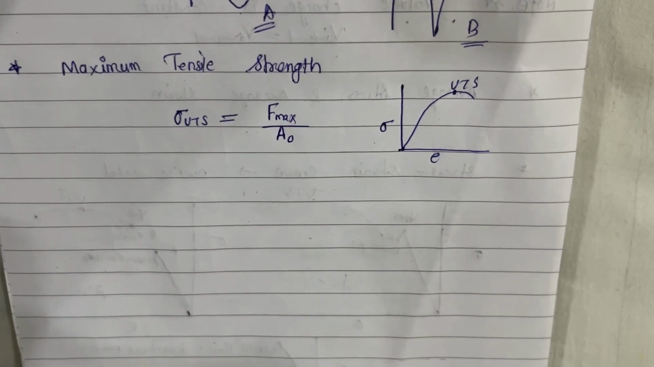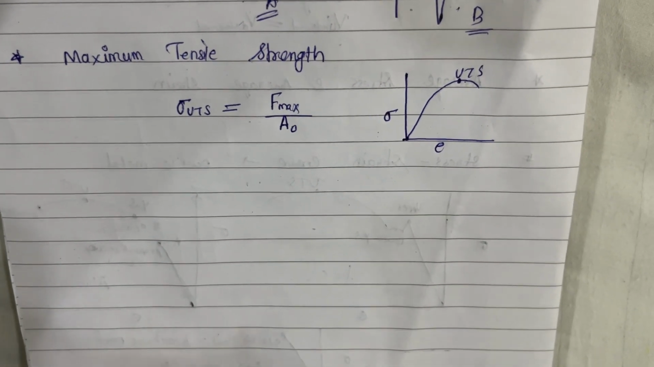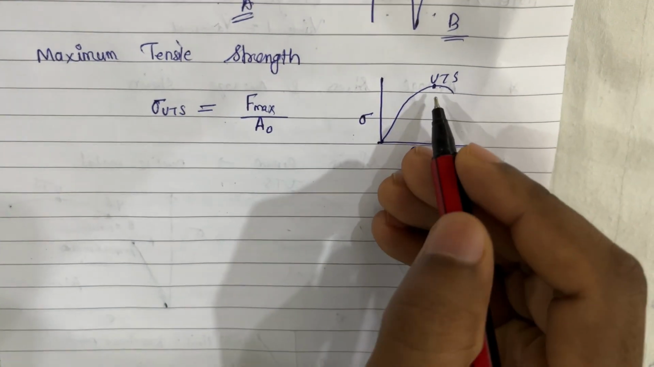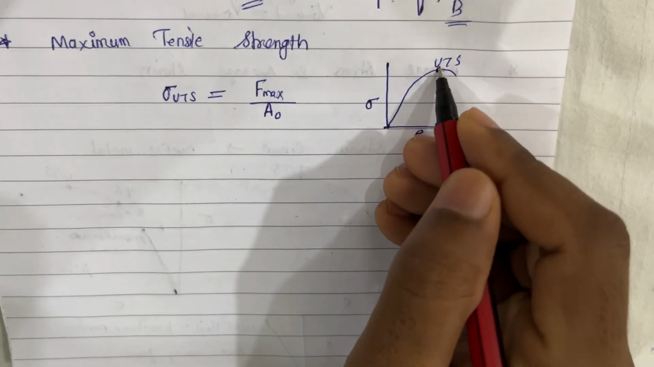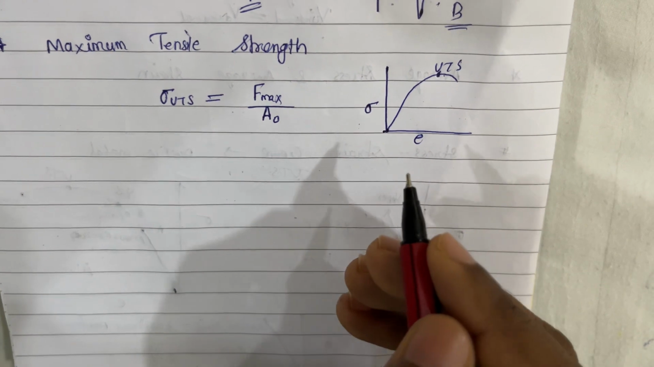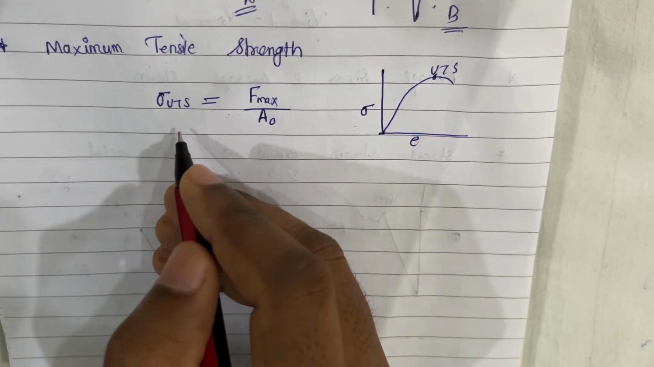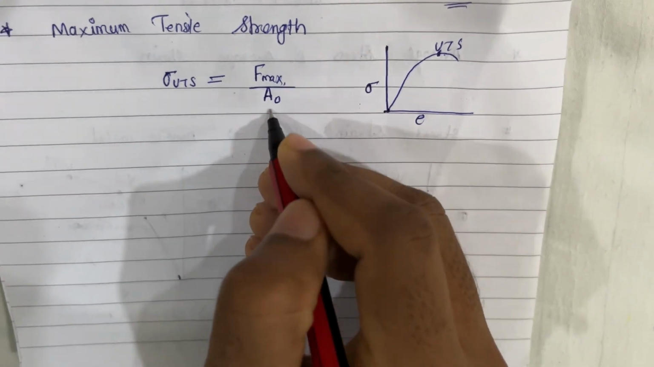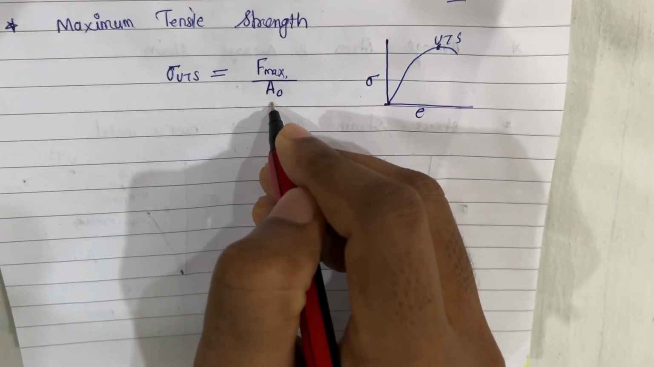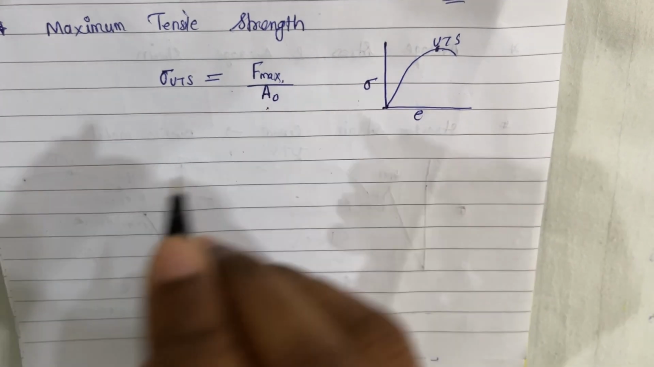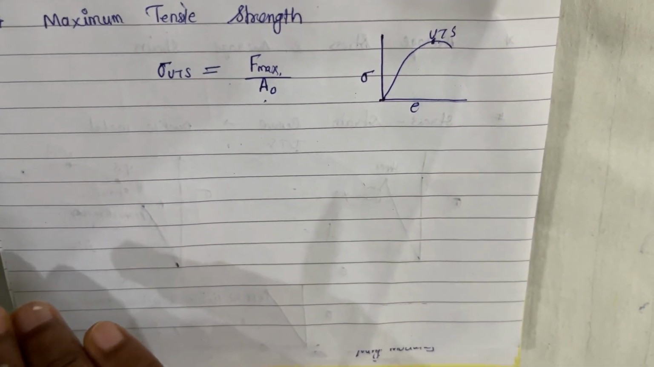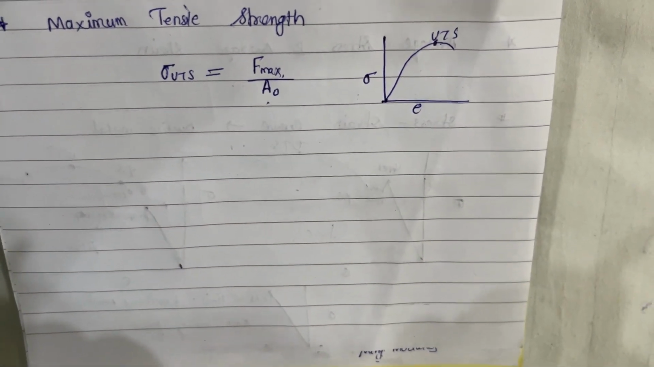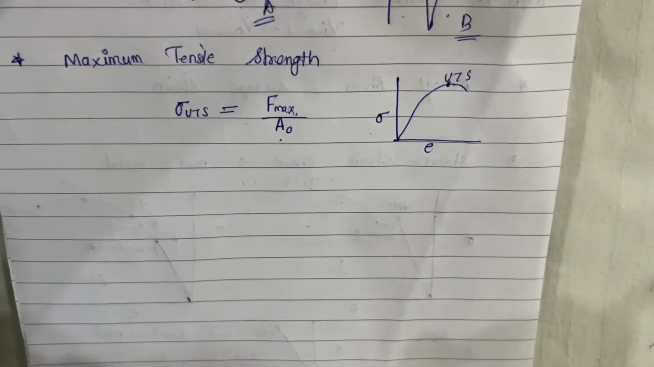So now let's see what the maximum tensile strength is. Maximum tensile strength, also called the UTS point, is the point at which the necking starts. We will see what necking is later. Here sigma UTS is written as maximum load upon the original cross section area. Always remember that in case of the engineering stress, we take the original cross sectional area.